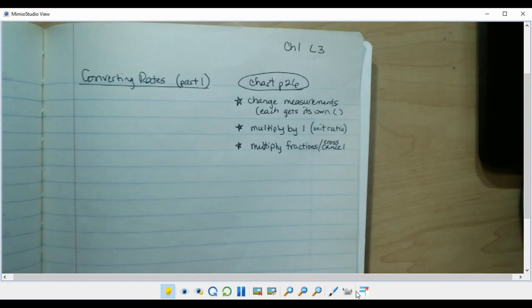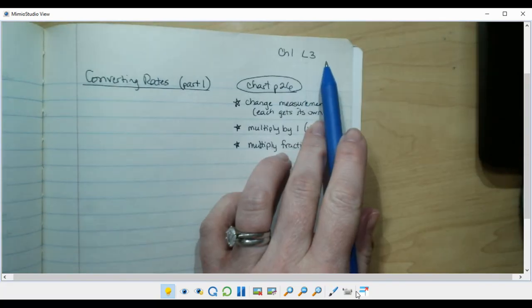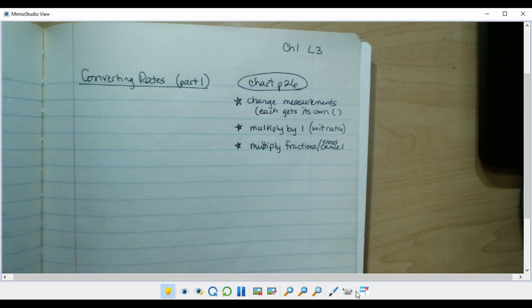So today we are going to do chapter 1, lesson 3, and I'm actually breaking this into two parts. We're going to deal with some more straightforward problems today to get you back into the swing of dimensional analysis. And then tomorrow we will layer on the new challenge that you're going to have with these, where you can change multiple things at once. So officially this is called converting rate part 1. Tomorrow will be part 2.